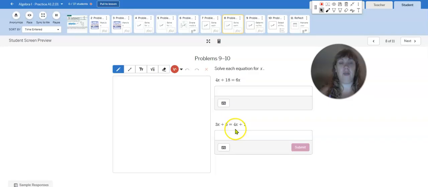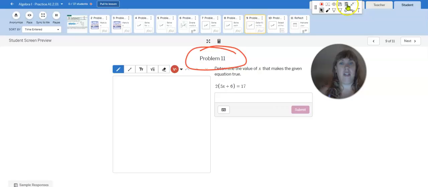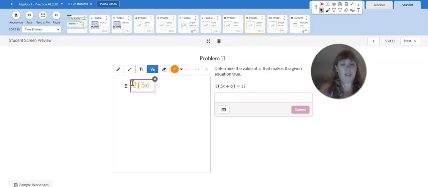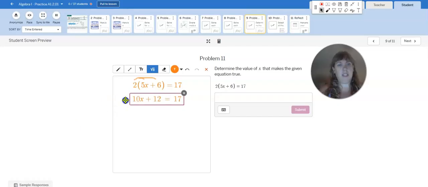I want you to try these two on your own. So problems 9 and 10, try on your own. And remember, you can check your work on slide 11 to make sure you're getting them correct. Let's look at problem 11. So I'll do this one with y'all. So we're going to write the equation 2 times 5x plus 6 equals 17. So we can distribute this 2. 2 times 5x is 10x plus 2 times 6 is 12 equals 17.